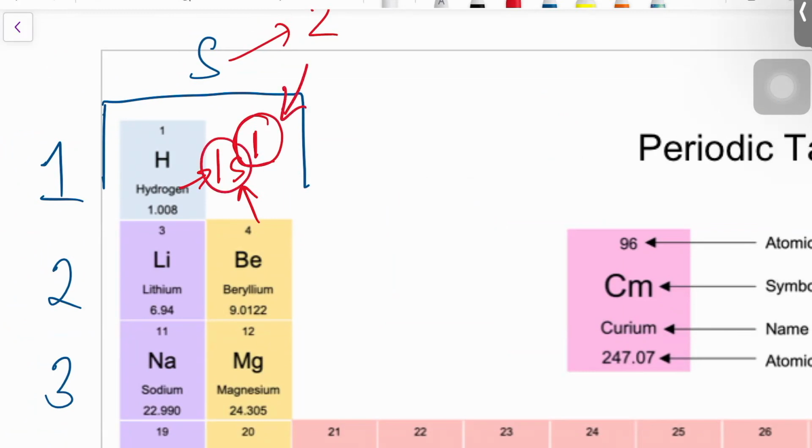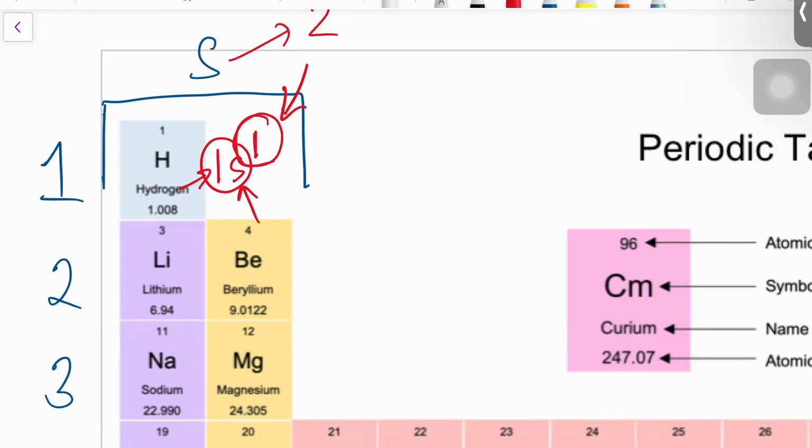So as I go across each box, each element, I will add on 1 electron. And the reason that's the case is because right now I'm talking about neutral atoms. And in a neutral atom, the number of protons is equal to the number of electrons. That's why the positive and the negative charges cancel out. So hydrogen is my first element. It has 1 proton. That's how your periodic table is organized.